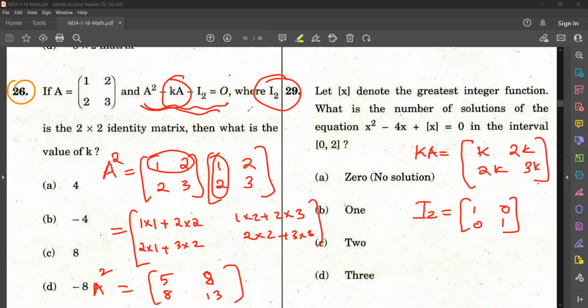Now substitute here. A square is 5, minus KA means 5 minus K, minus I2, 1. That is the first term. Then 8 minus 2K minus 0. Next is 8 minus 2K, again minus 0, because we are just substituting here. Next is 13 minus 3K minus 1.